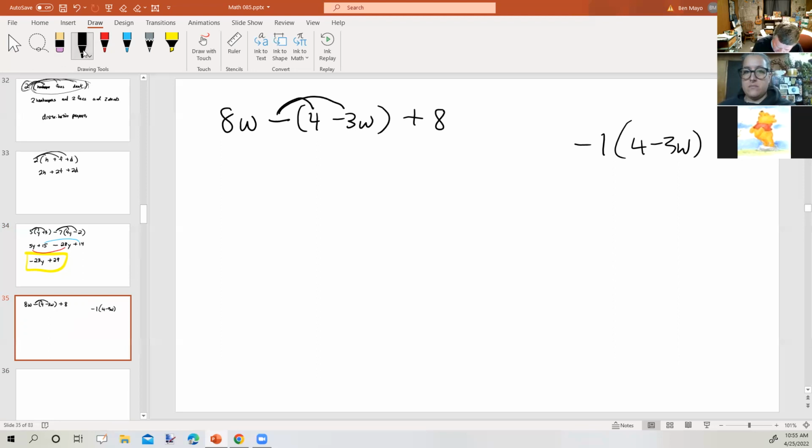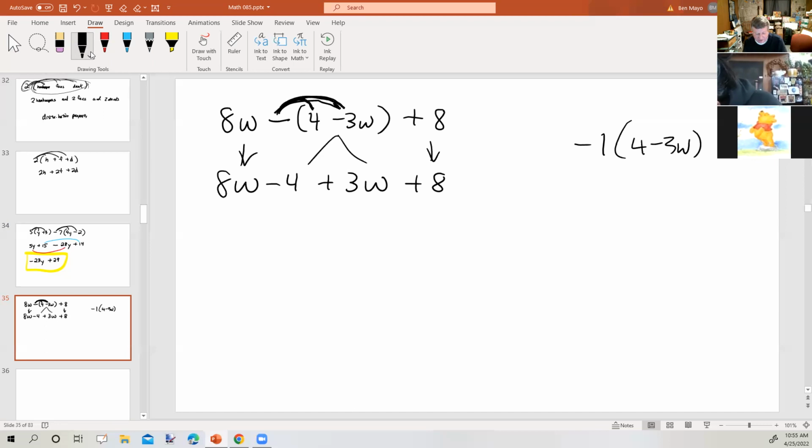So what am I going to get? Well, I'm going to get 8w minus 4. Minus times minus is plus 3w. The plus 8 at the right end is not inside the grouping symbol, so we don't distribute the subtraction sign to that, so then plus 8. So these come down, and the subtraction sign gets distributed, which changes the sign of each thing inside the grouping symbol. Any questions there?